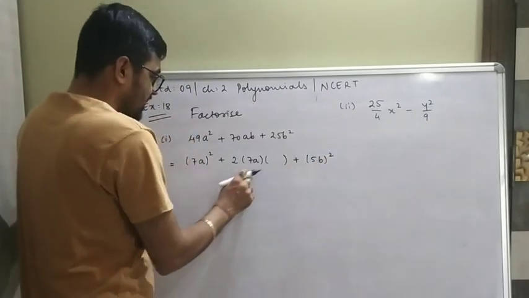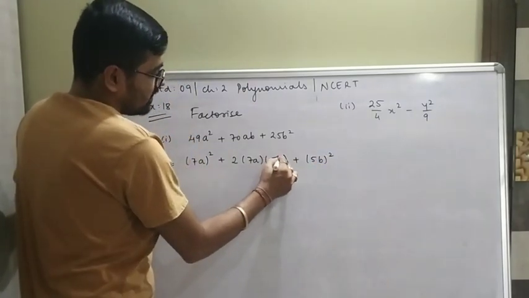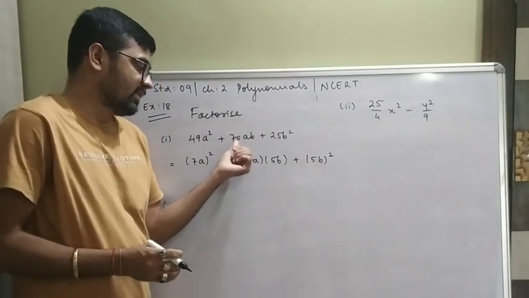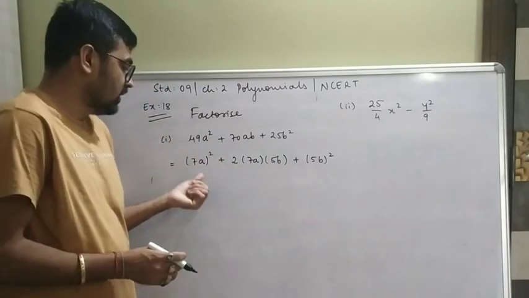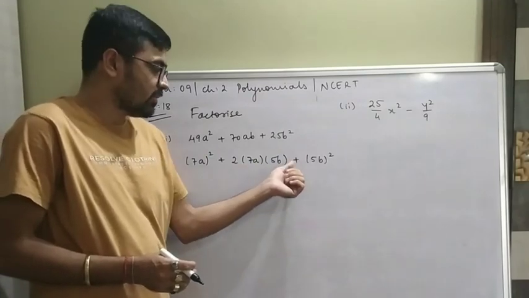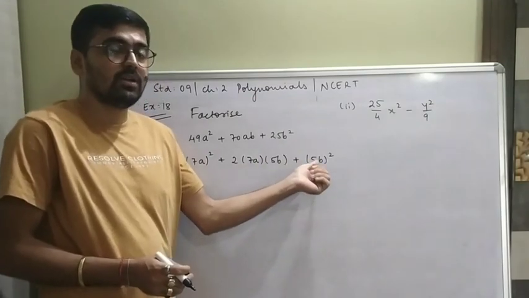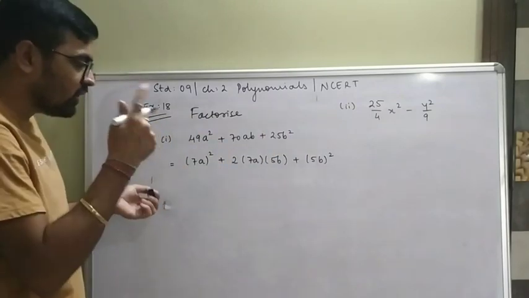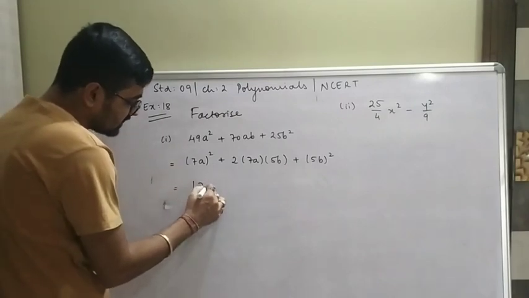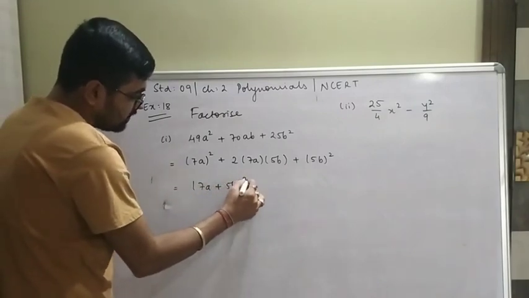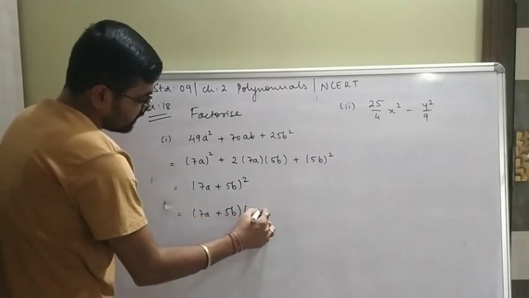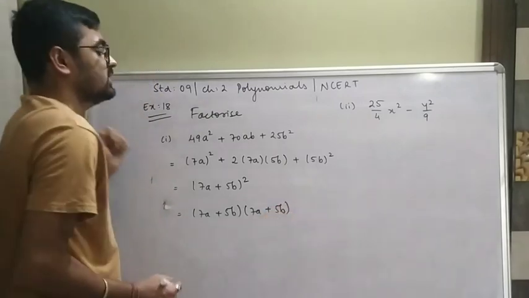Now as we took 7a over here, similarly we can take 5b as well. Now check, 7 2s are 14, 14 5s are 70ab. Simple. So this becomes 7a square, this becomes 2 times 7a into 5b, plus 25b square becomes 5 into b whole square. Now if you recall the identities, when can we have this kind of answer? When it is 7a plus 5b whole square. So factors are 7a plus 5b into 7a plus 5b.